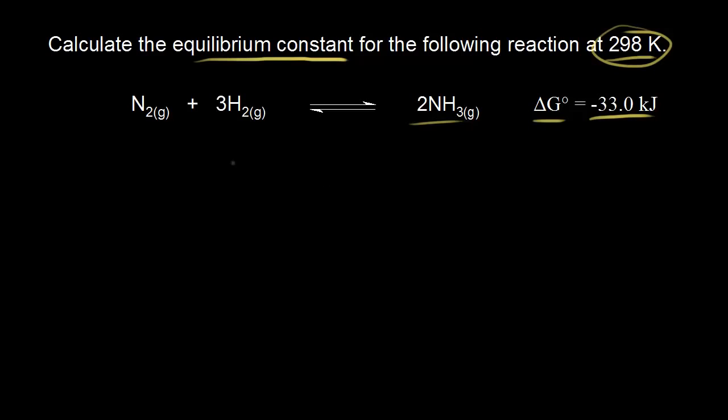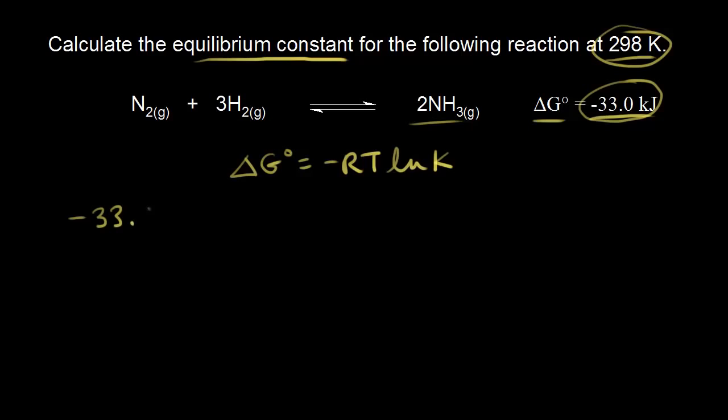So let's write down our equation that relates delta G0 to K. Delta G0 is equal to negative RT natural log of K. Delta G0 is negative 33.0 kilojoules. So let's write in here negative 33.0, and let's turn that into joules. So times 10 to the third joules. This is equal to the negative. The gas constant is 8.314 joules over moles times K.